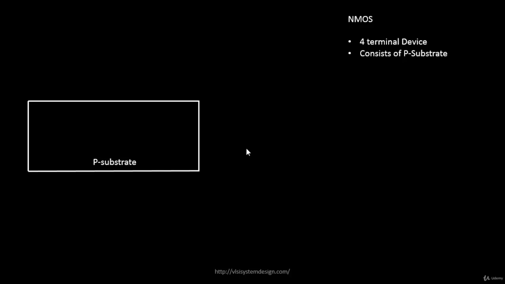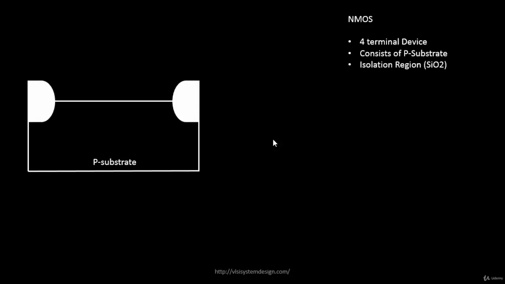So it consists of a P-type substrate. It has two isolation regions, one on the left and one on the right-hand side. These isolation regions are used to differentiate between two different transistors. If you have one more transistor sitting over here, and this transistor sitting over here, this isolation region will isolate the behavior, or the characteristics, of these two transistors. So anything which happens over here will not impact the functioning of this particular transistor. So it has got an isolation region.